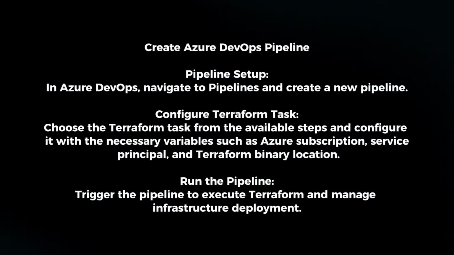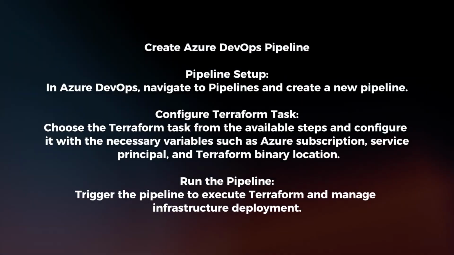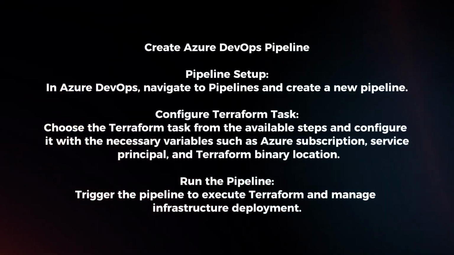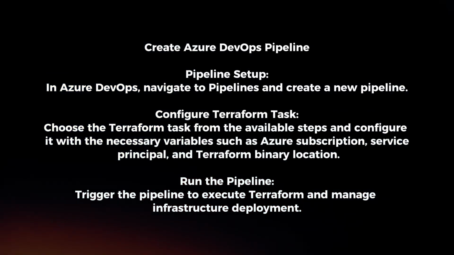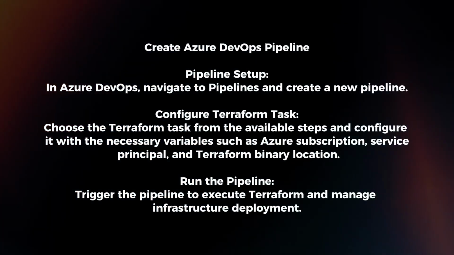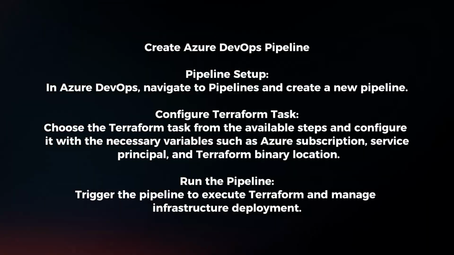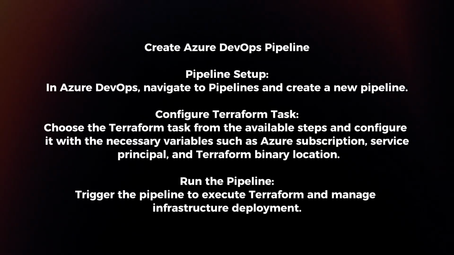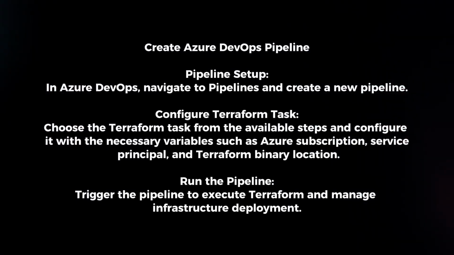Create an Azure DevOps pipeline. Pipeline setup. In Azure DevOps, navigate to pipelines and create a new pipeline. Configure the Terraform task. Choose the Terraform task from the available steps and configure it with the necessary variables such as Azure subscription, service principal, and Terraform binary location.